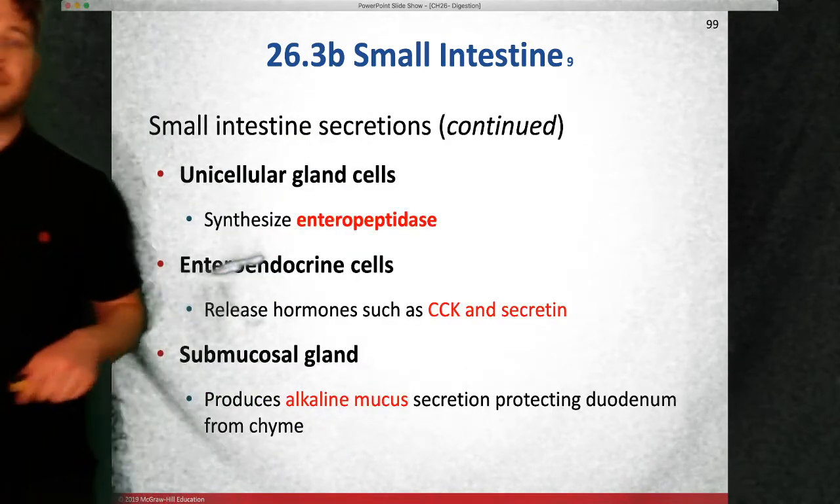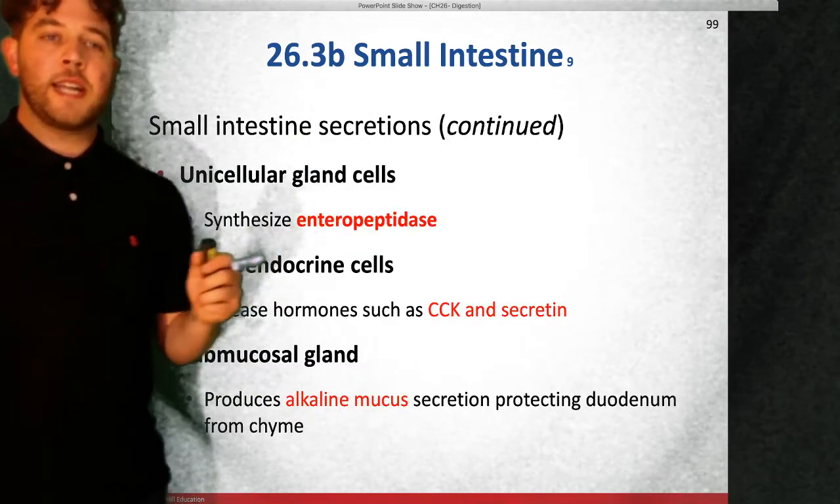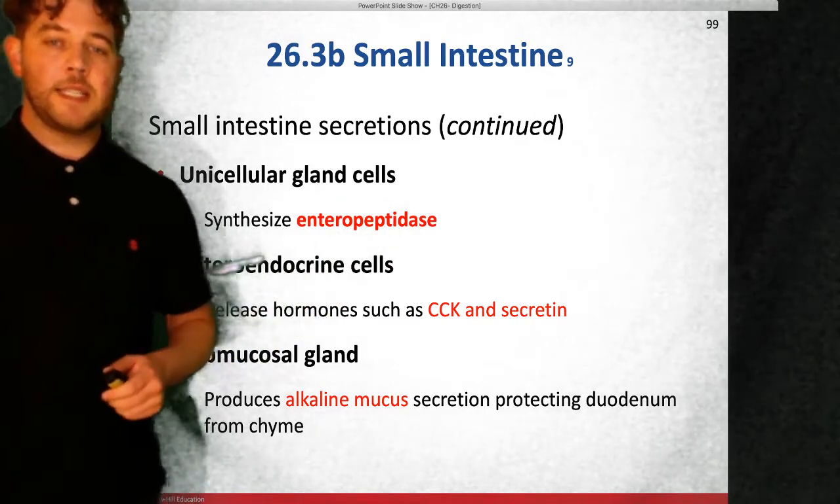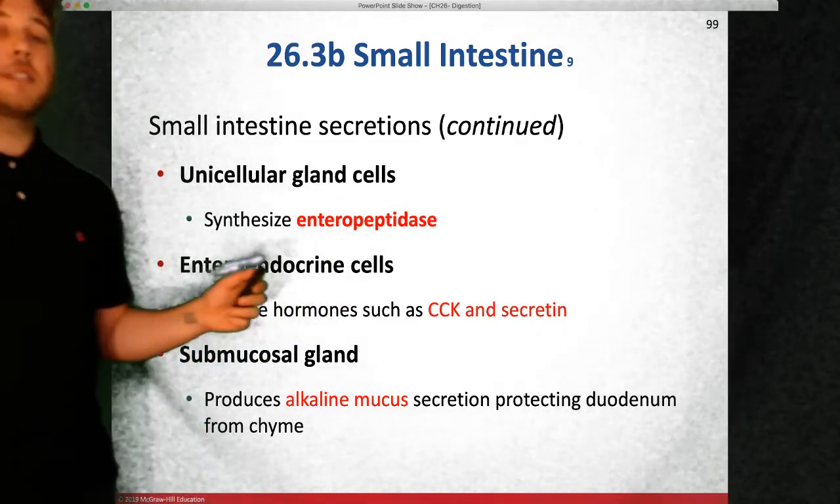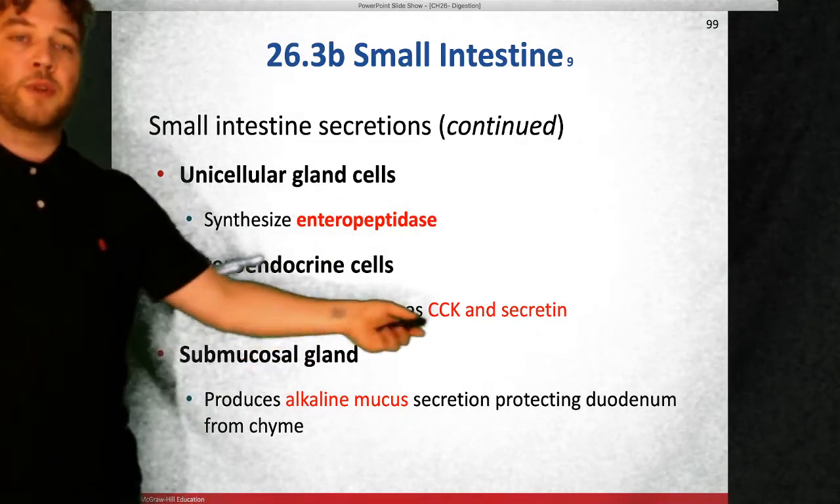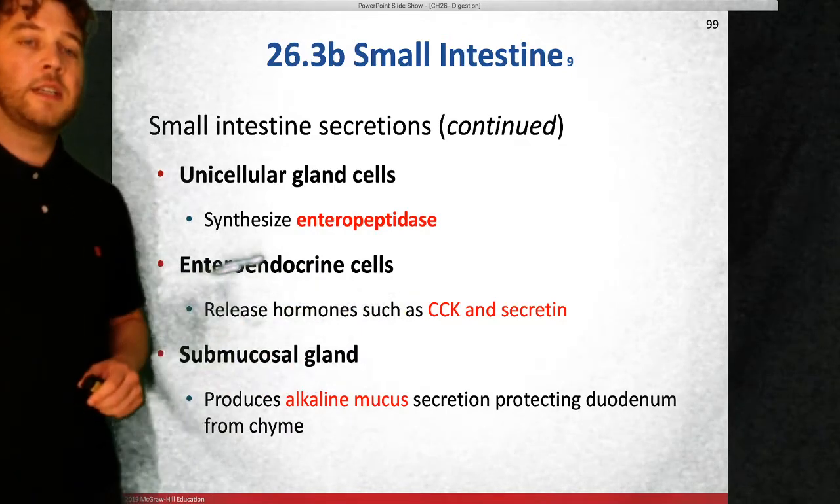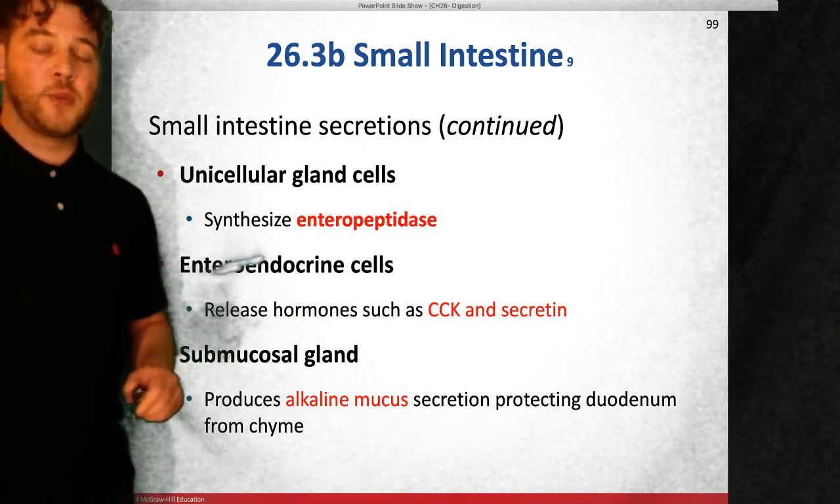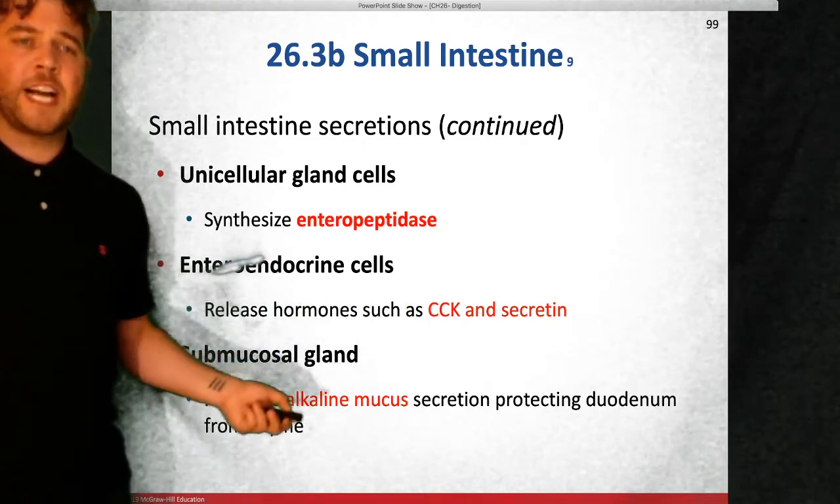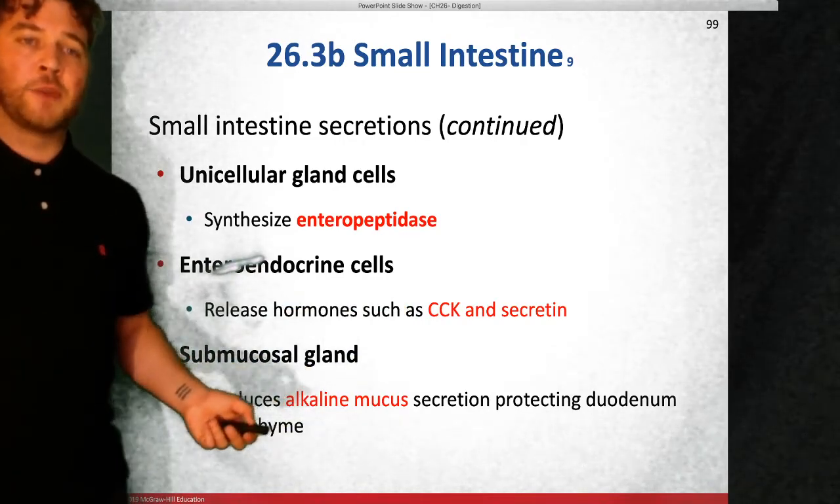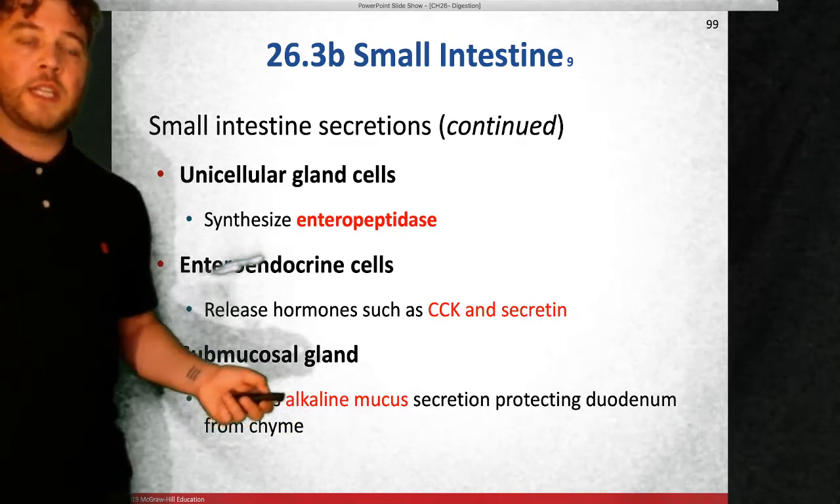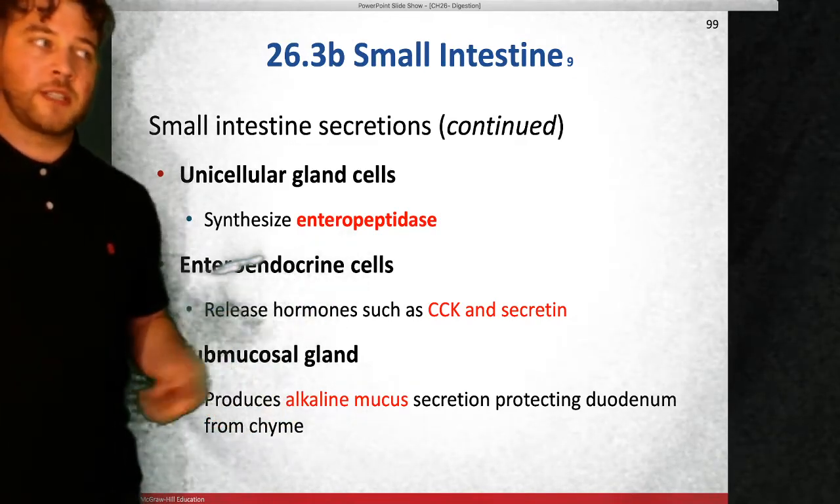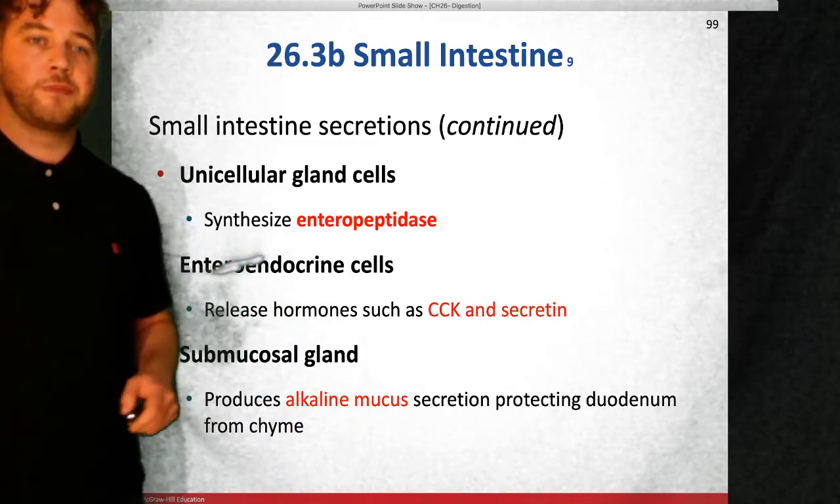Mucus, really. There are unicellular glands that synthesize enteropeptidase, enteroendocrine cells that release hormones like CCK and secretin, and submucosal glands that produce an alkaline mucus protecting the duodenum. Because remember that chyme is going to be very, very acidic. So one of the things that we need to do very quickly is get it back up to a neutral pH because the duodenum is not prepared for that.